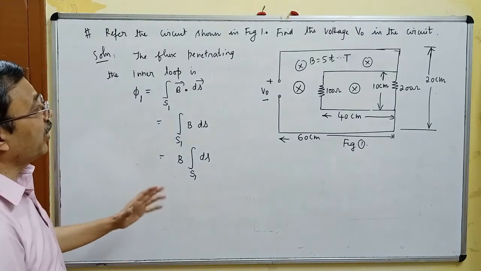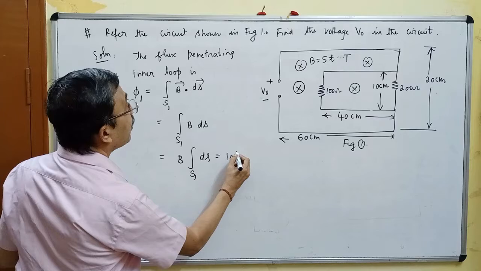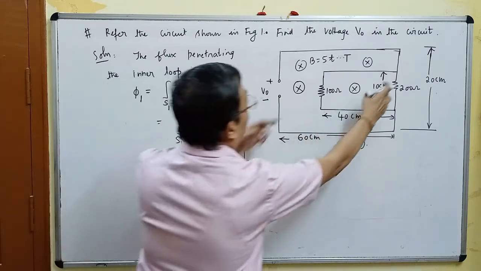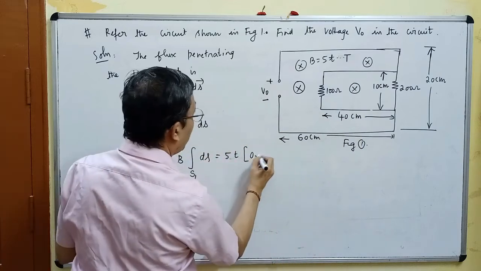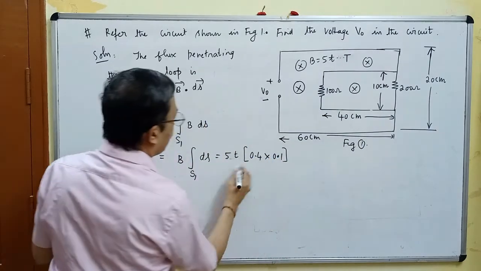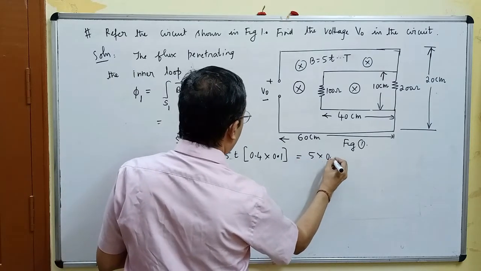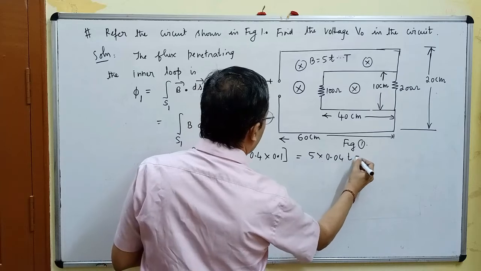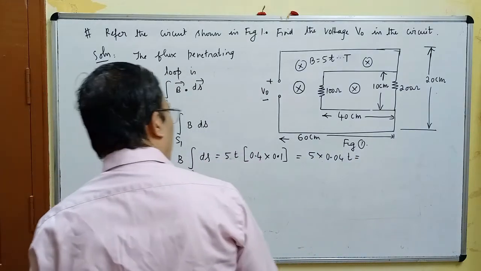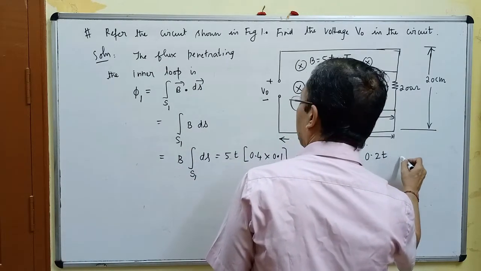S1 is the surface area of the inner loop. So what is B? B is 5t. And what is the area of this inner rectangular loop? 0.4 meters into 0.1 meters. So this is nothing but 5t into 0.04, which is 0.2t Webers.